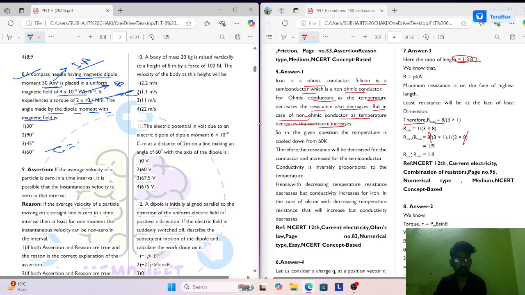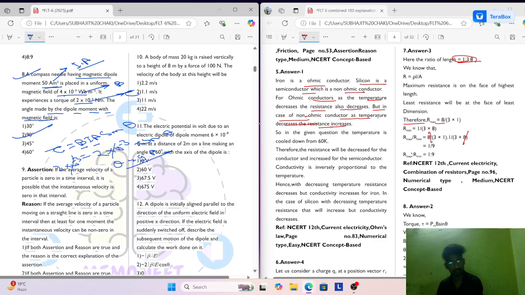Tau equals to what? BIA sine theta. Okay, so B and IA are already given. 4 here is 50, so you will get 200 into 10 to the power minus 5, that means 2 into 10 to the power minus 3 into sine theta. This is also 2 into 10 to the power minus 3, so only sine theta will remain, so theta will be equal to 90 degrees. So therefore option number 2 will be the correct option here, right?